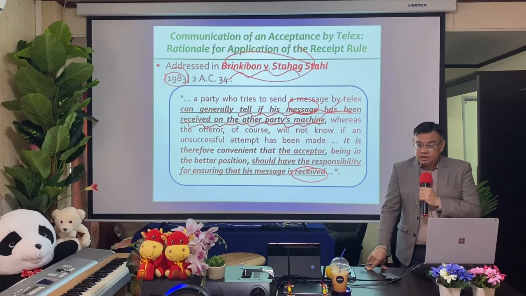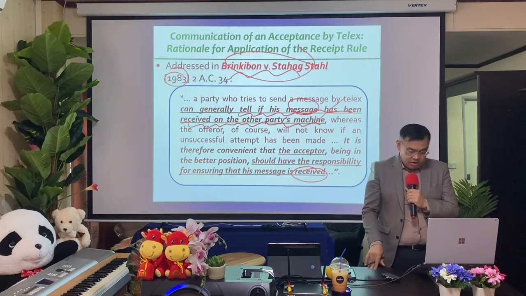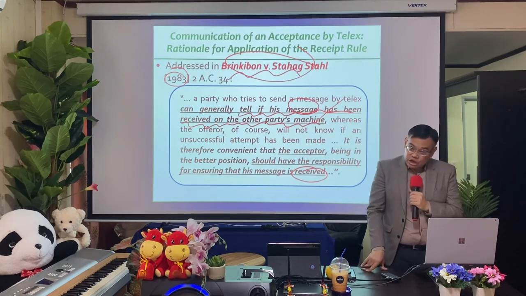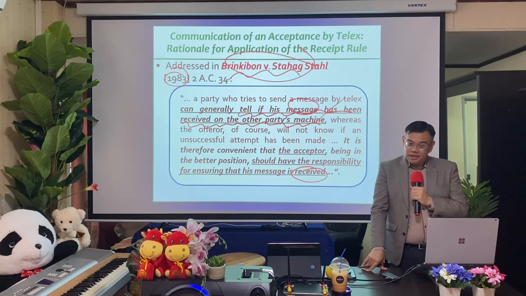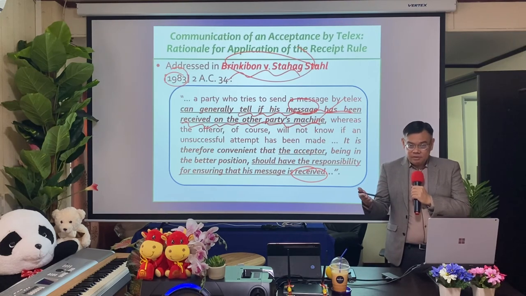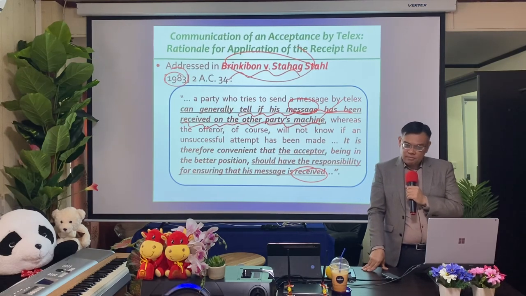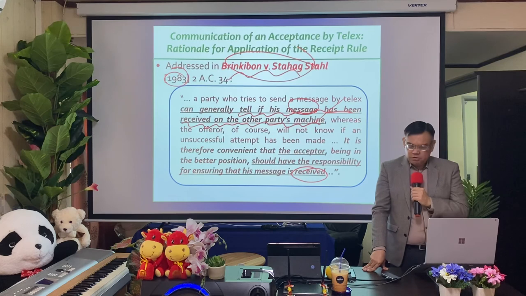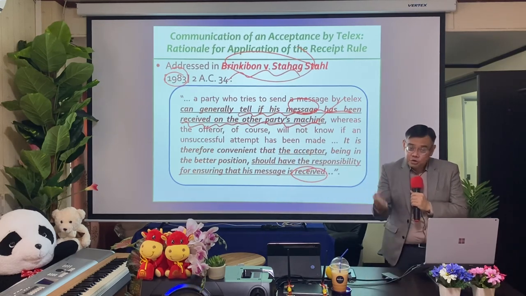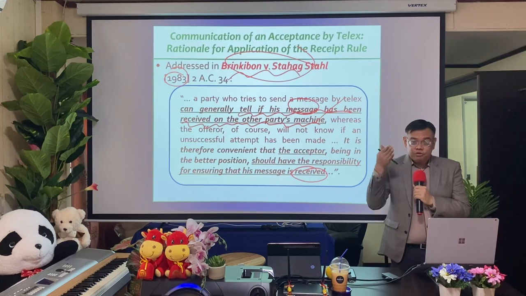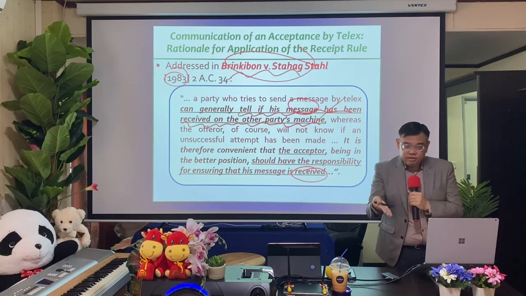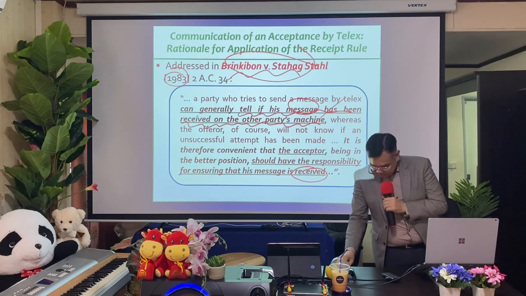Because if the message encounters some problem, if the message is not received by the other party, the machine of the sender will normally tell something. The machine may show a message saying that there is some problem, some technical error, something like that. So in this case, A will be in the position to know whether or not the message has gone to the other side, so the sender should have the duty to ensure that the message is received by the other party, okay?